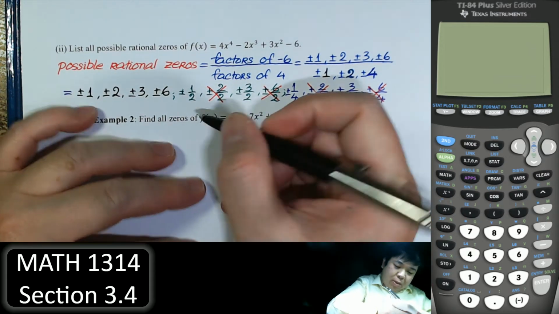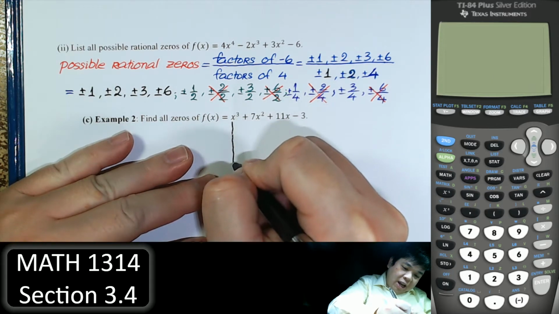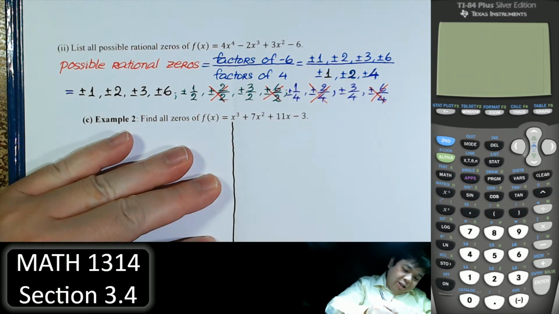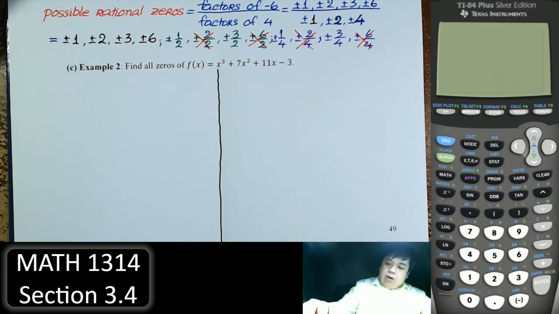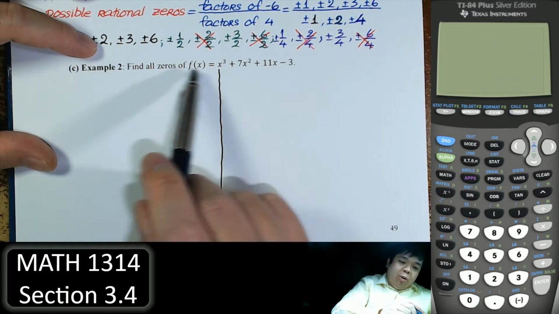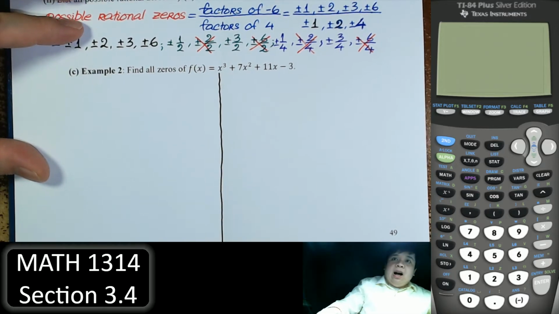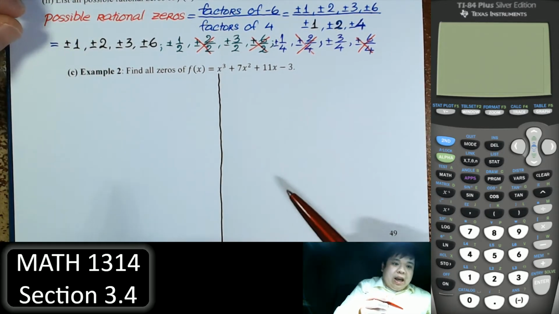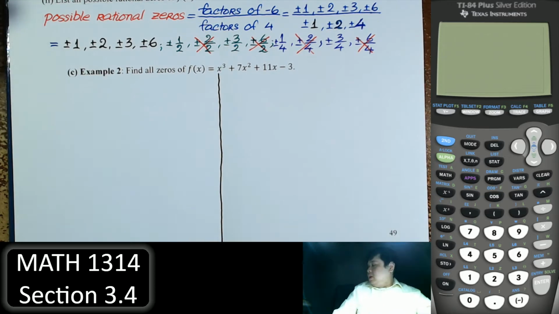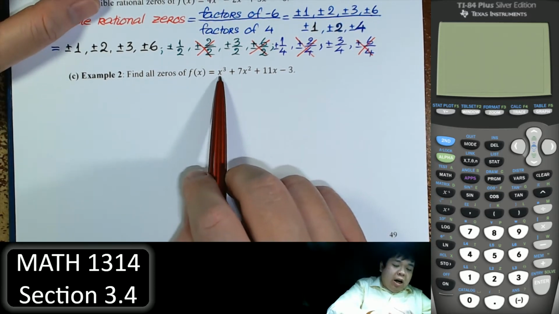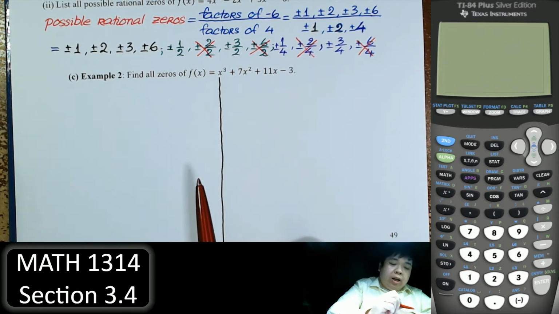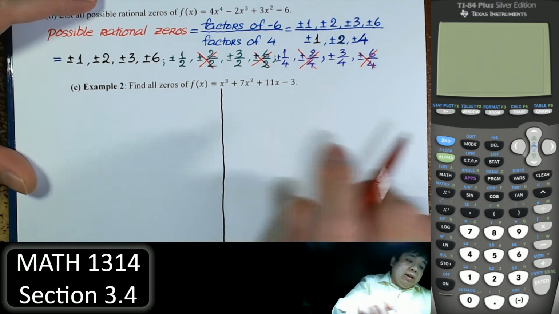So to save space, just cut the page in half here. Now, find all the zeros. So the first step here, we have to start at some point. And if we know one zero, we can reduce the problem to a quadratic equation. You will see. So first, I'll do the same thing.